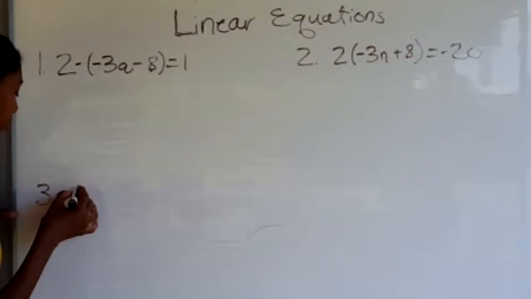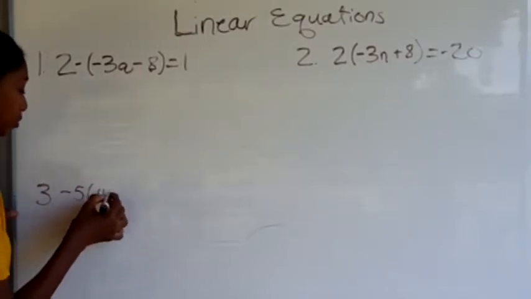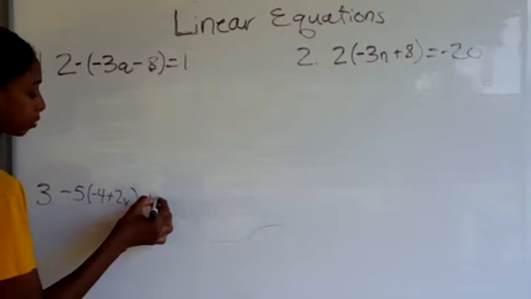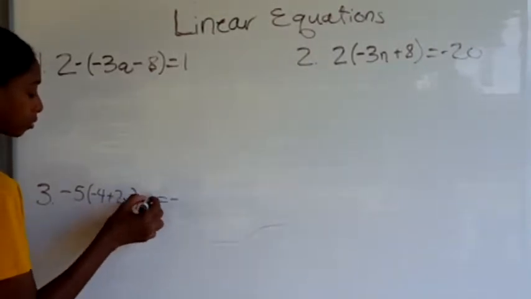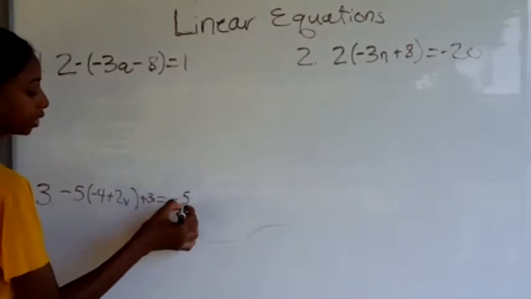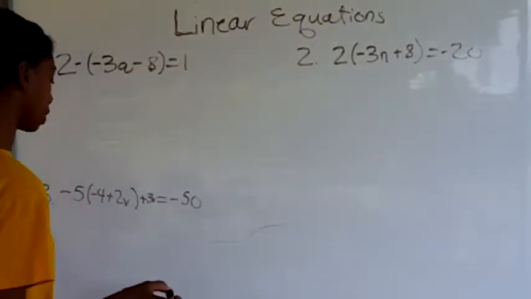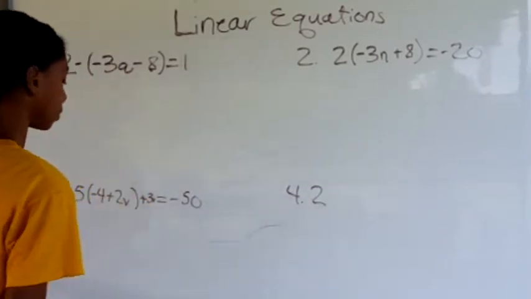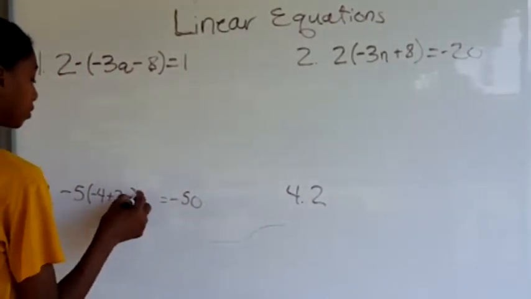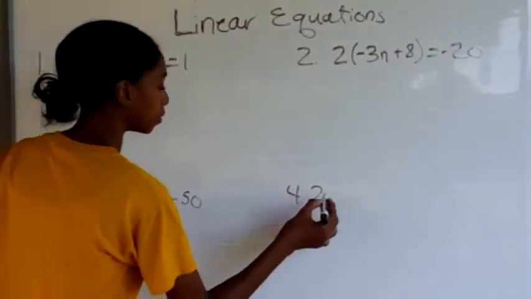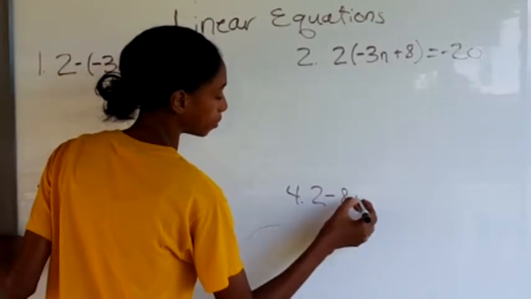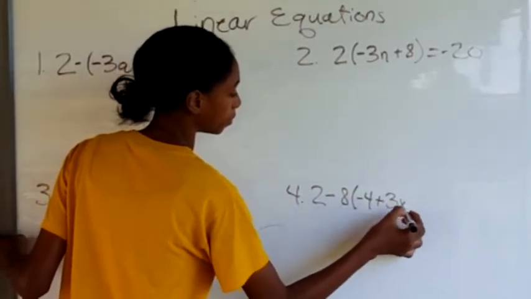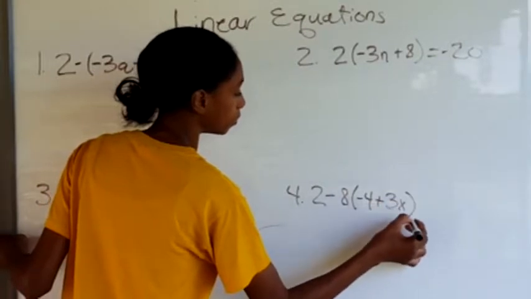Negative 5 times negative 4 plus 2b equals negative 50. Alright, 2 minus 8 times negative 4 plus 3x equals 34.